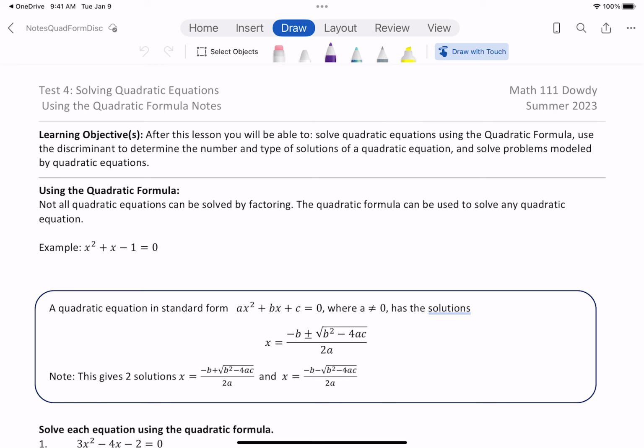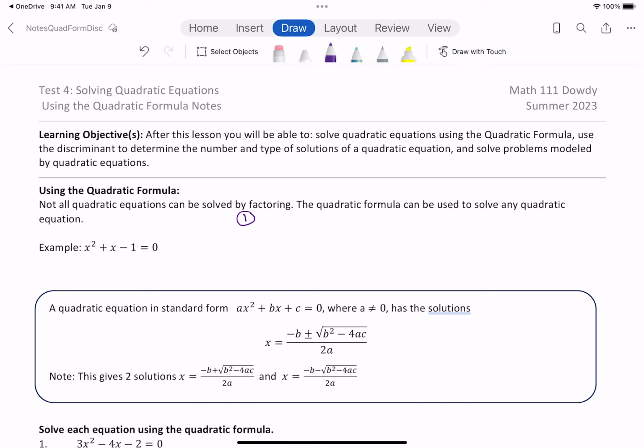Alright, in this lesson, we're going to start looking at solving quadratic functions or equations with the quadratic formula. The reason we need this is not all quadratic equations can be solved by factoring. The quadratic formula can actually be used to solve any quadratic.